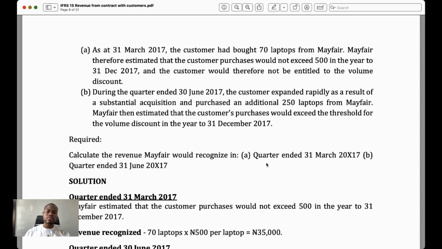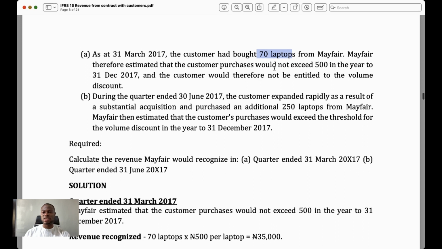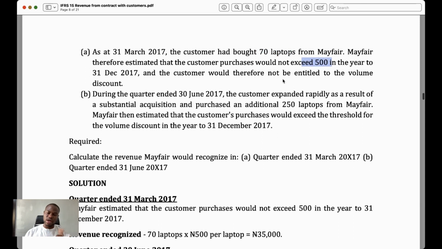Okay, so the quarter ended 31st March 2017. The customer only bought 70 laptops, and we estimated that the customer will not exceed 500 units. So as we were told in the question, that means we will sell to the customer at 500 naira per unit. That means we will recognize revenue at 500 naira per unit. So we simply recognize revenue at 70 laptops multiplied by 500 naira per unit.